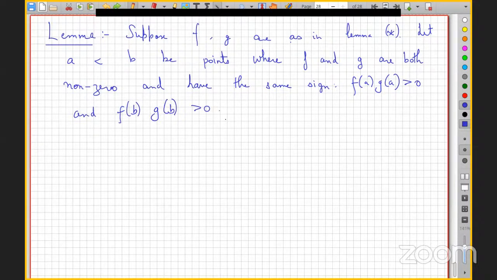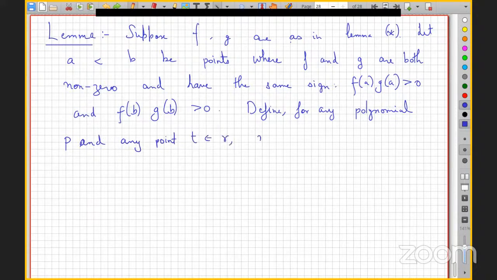Okay. And define, for any polynomial P and any point T in R, N_P(T) to be the number of roots of P in the interval from T to infinity. So that is at least T, and this is counting multiplicity.